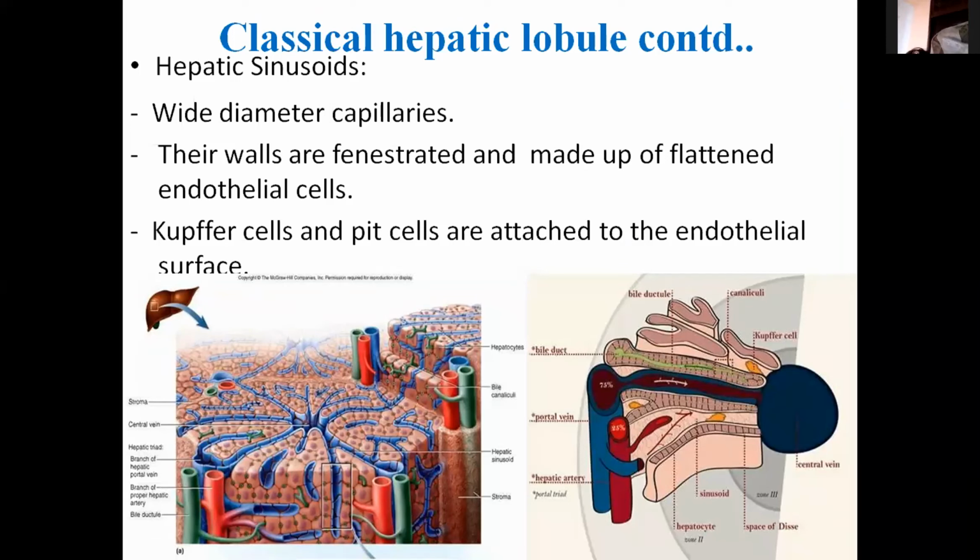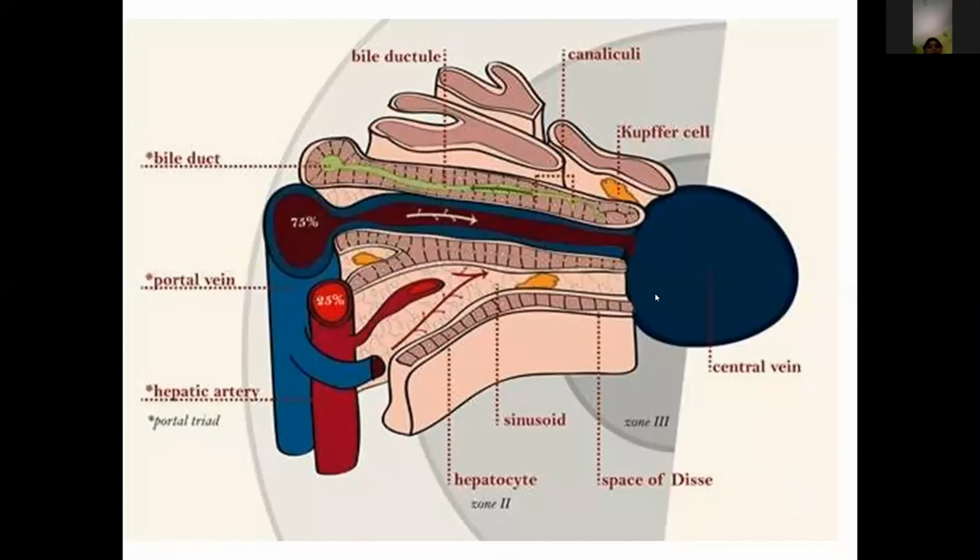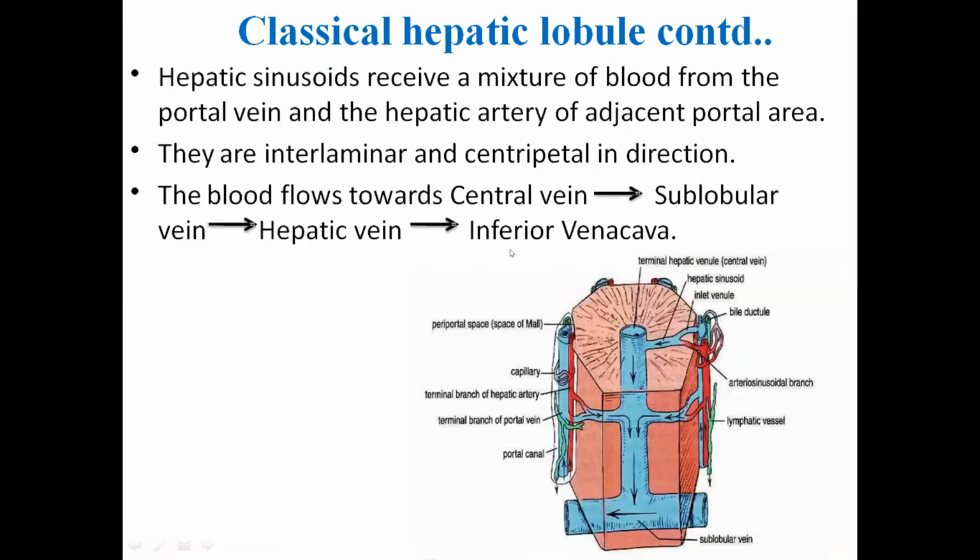A little more about the hepatic sinusoids. They are wide diameter capillaries. These are actually fenestrated capillaries. They have pores in their walls, are lined with fenestrated endothelial cells, and on their walls there is attachment of Kupffer cells. You can see here the Kupffer cells. A closer view. Here are the hepatic cords.